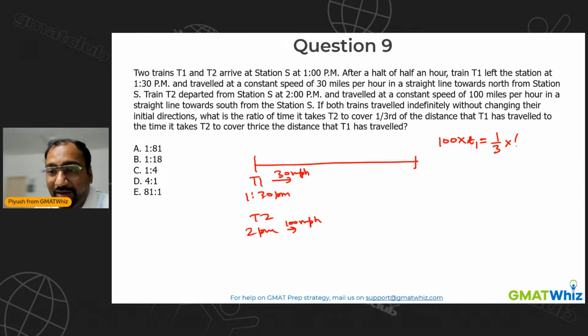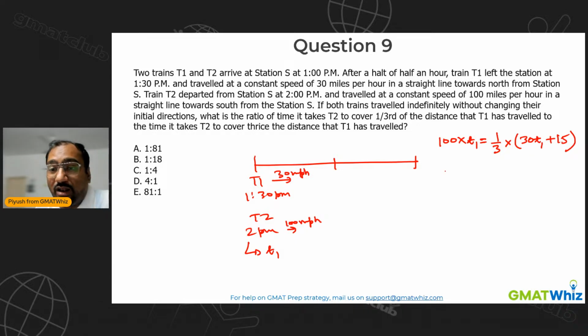Now train 1 is covering the distance 30 T1, plus it has a certain advantage because it started 30 minutes early. Please understand, I'm taking T1 from the reference frame of 2 p.m. So I have to add 15 to this, because in half an hour train 1 will cover 15 miles.